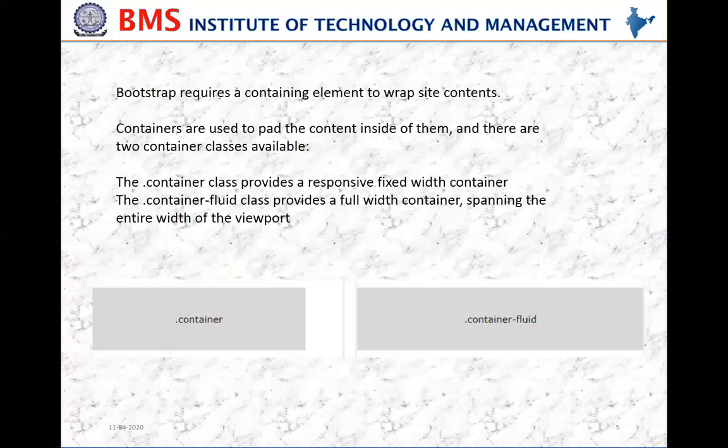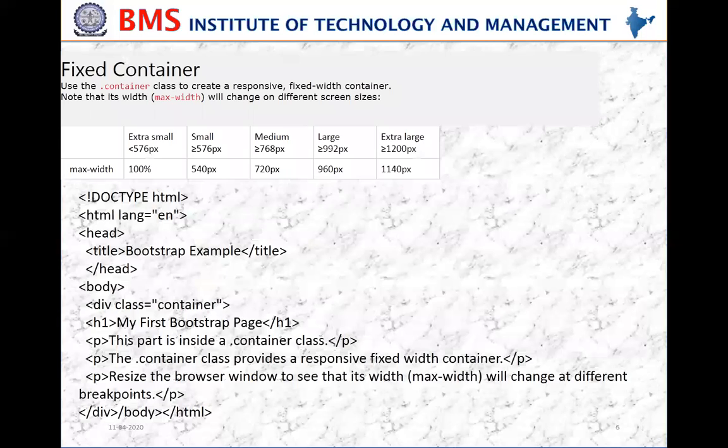with a container. These containers are used to put the contents inside of them, and there are two container classes available. One is .container and another is the .container-fluid class. You can see the difference of the output in the screenshots. This fixed container using the .container class can create responsiveness with a width of extra small, small, medium, large, and extra large, with the maximum width that is being showcased.